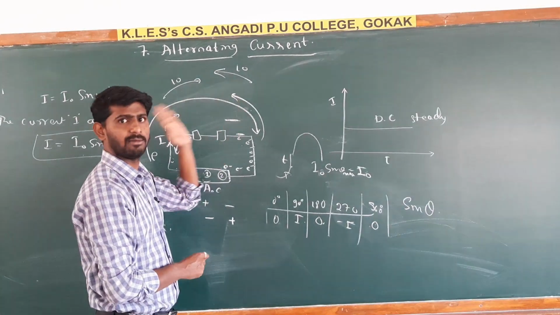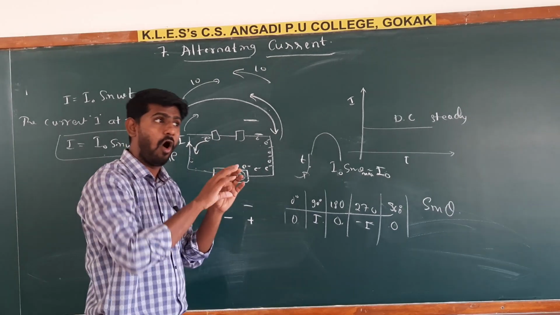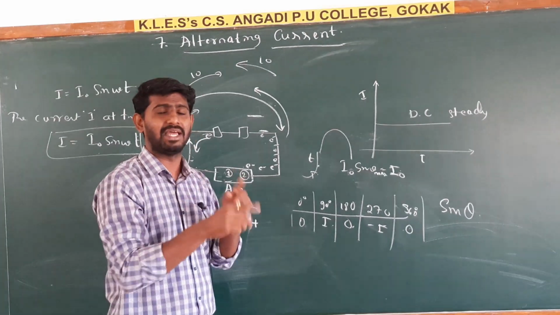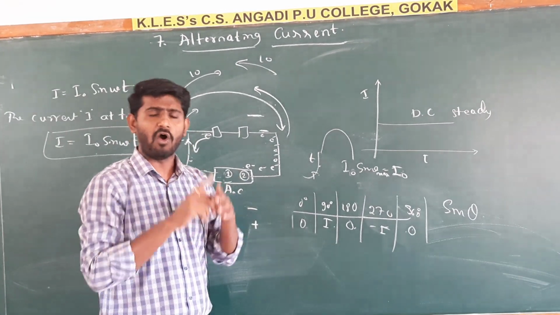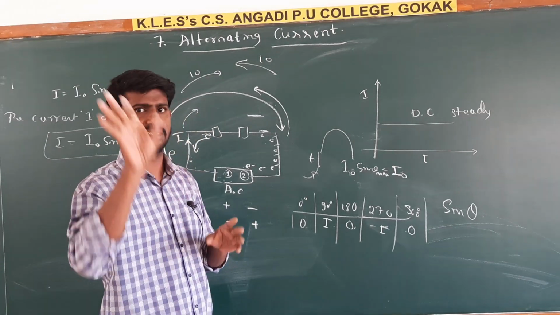The electrons start to vibrate about their mean position. Okay, if the free electrons in the circuit are vibrating about their mean position, then there will be AC. If all the free electrons are moving in a particular direction in the circuit, that is DC.